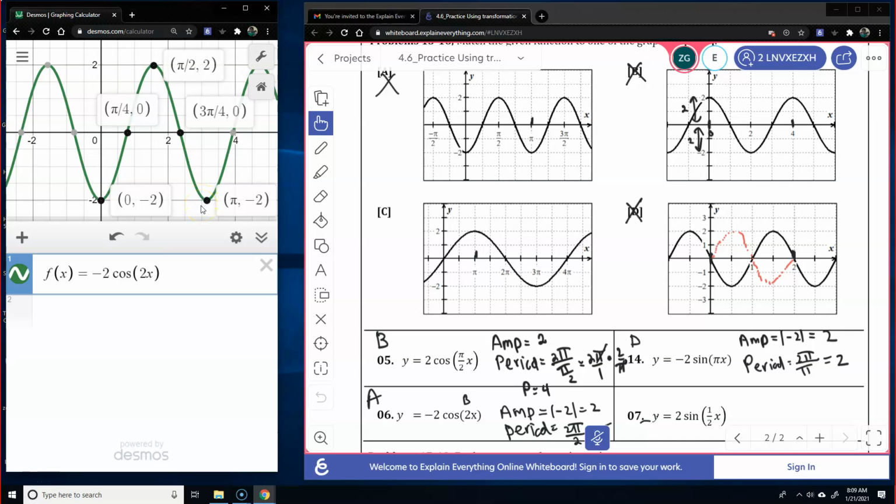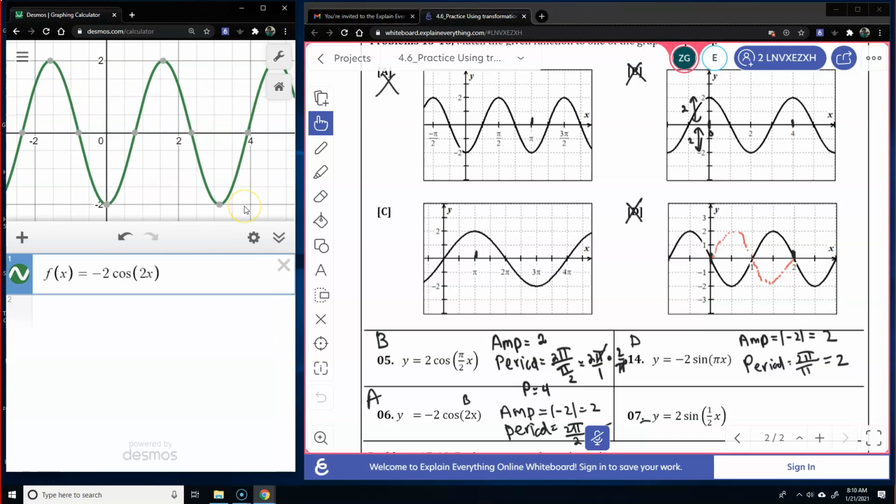And then for our final answer, we know that this is going to be C. And we know that the amplitude is equal to 2. And we know that the period is equal to 2 pi divided by 1/2. So once again, you're going to do the reciprocal. So the period is 4 pi. So your answer is C.